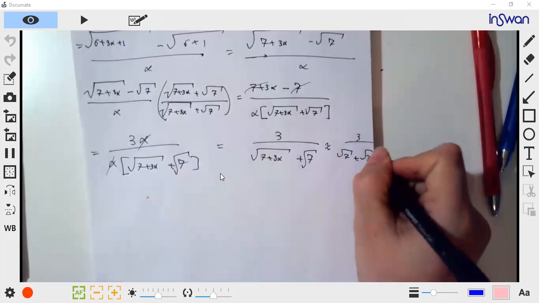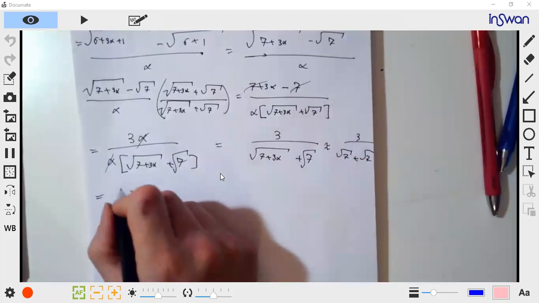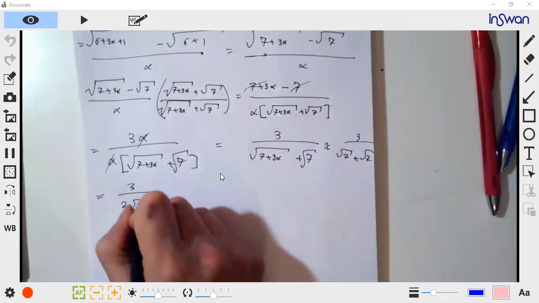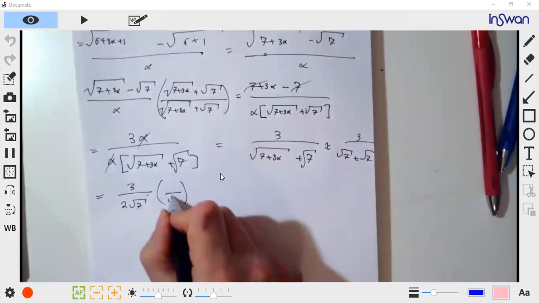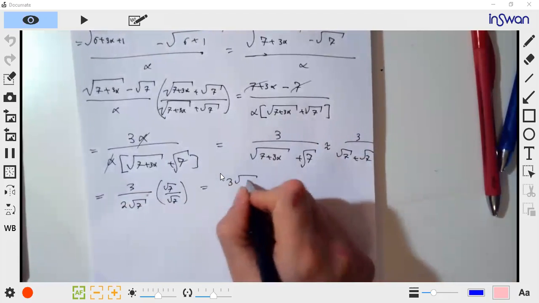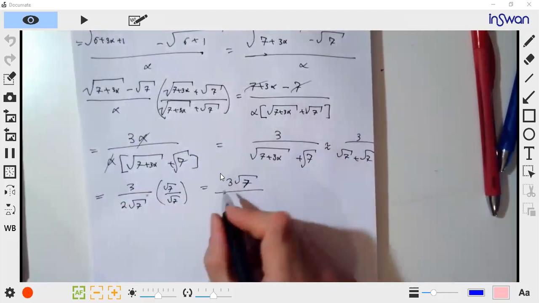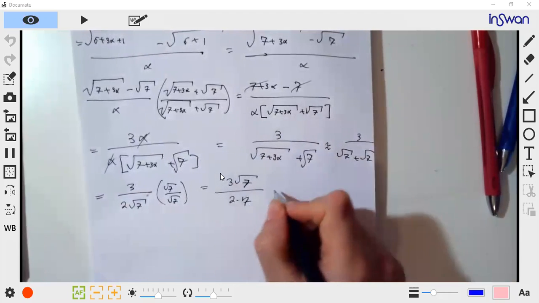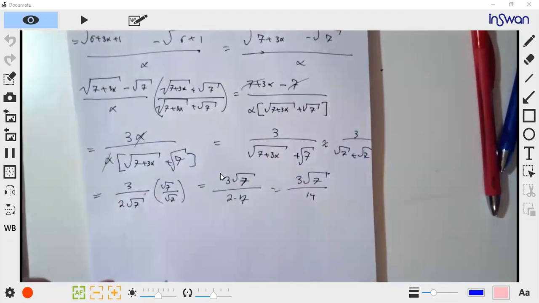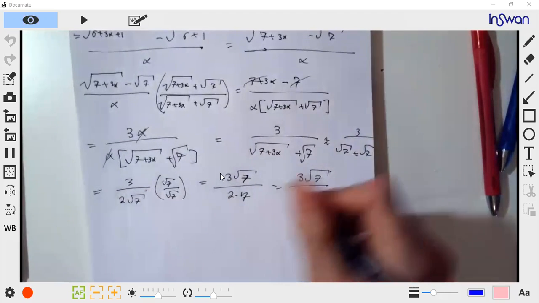Plus square root of 7. So this becomes 3 all over 2 root 7. And we can rationalize the denominator, multiply top and bottom by fancy number 1. So we get 3 root 7 all over 2 times 7, which is equal to 3 root 7 all over 14. So this is our slope m.